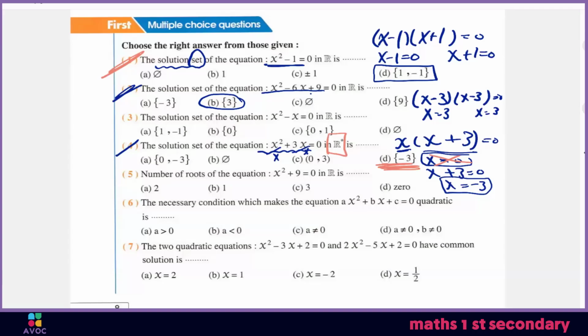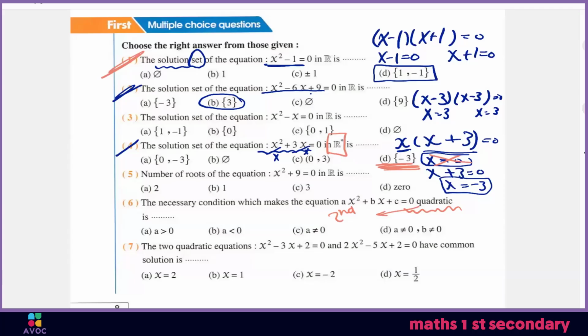Number 6. Necessary condition to make the equation ax power 2 plus bx plus c equals 0 quadratic. What is the meaning of the word quadratic? Quadratic means of second degree. So the greatest power of x must be 2. So what is the necessary condition to make this equation quadratic? Who can solve it? Okay.